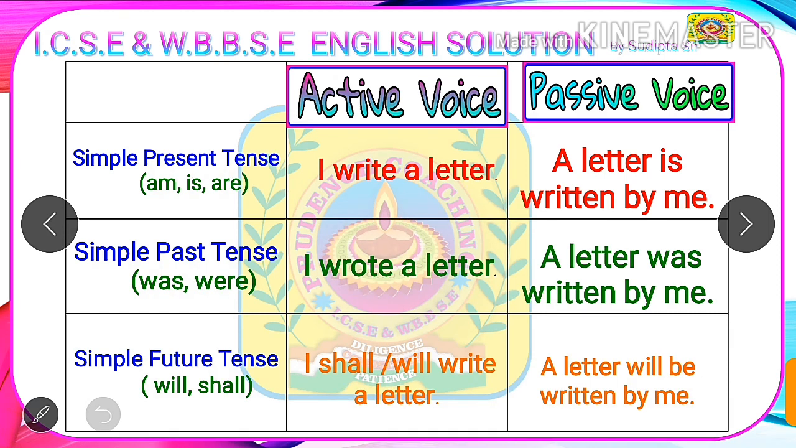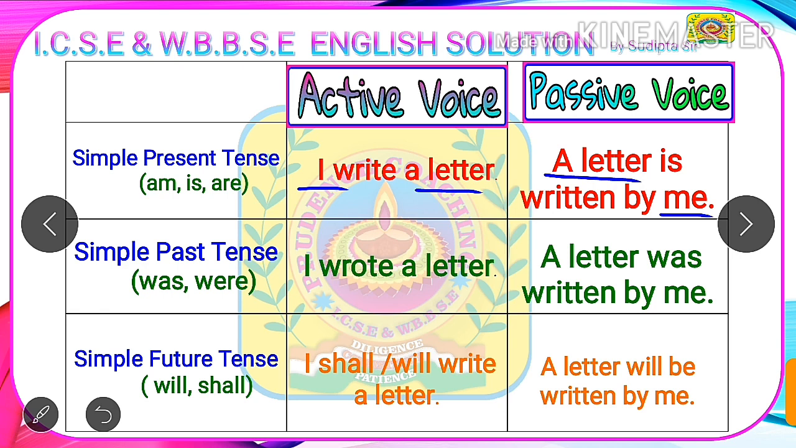Our first question is, I write a letter. Students, according to our steps, our first step will be to interchange the subject and object. Here in active voice the subject is I, and we know the objective form of the subject I is me. So the subject I becomes me in the object. Next, our letter, which is the object in active voice, becomes the subject of the passive voice.